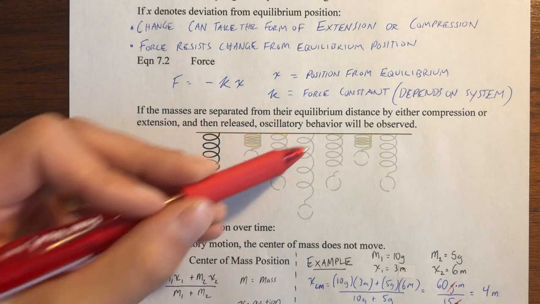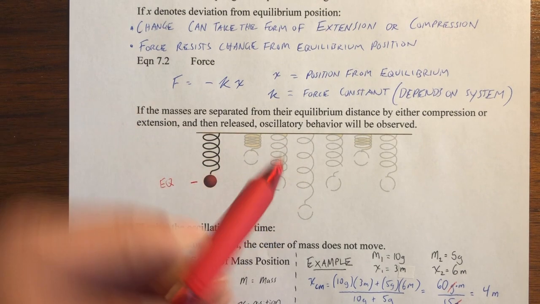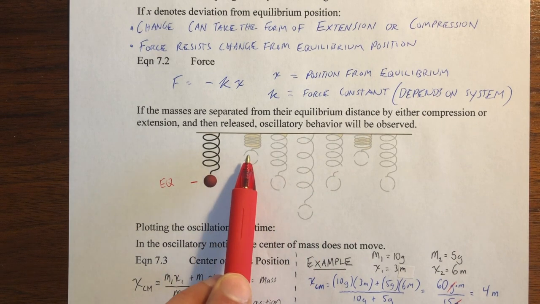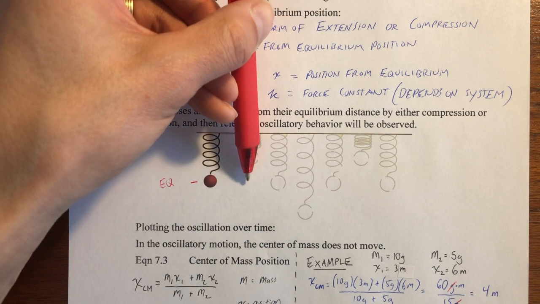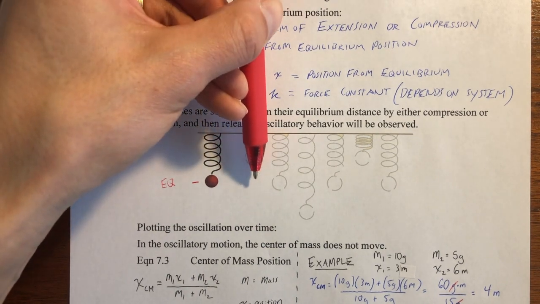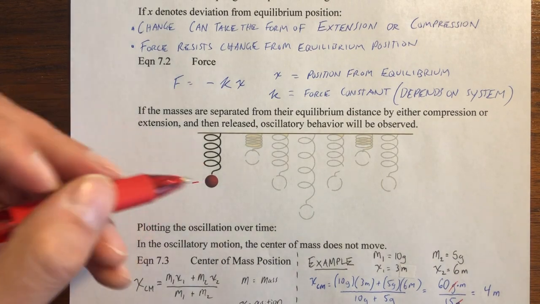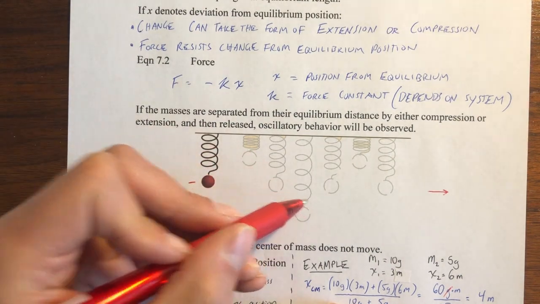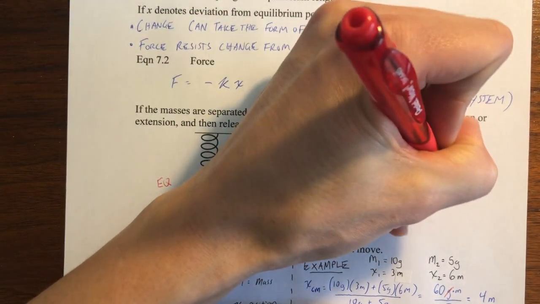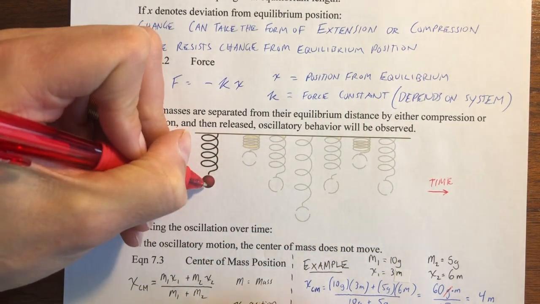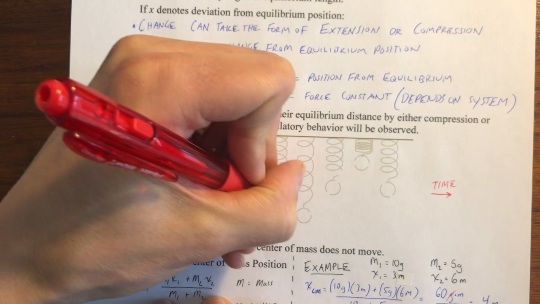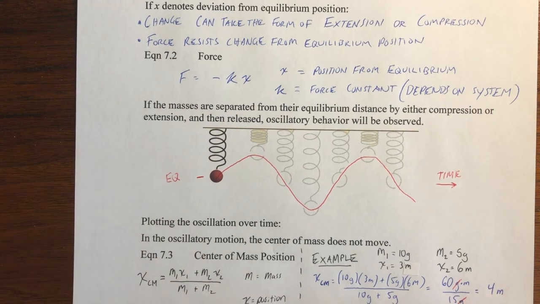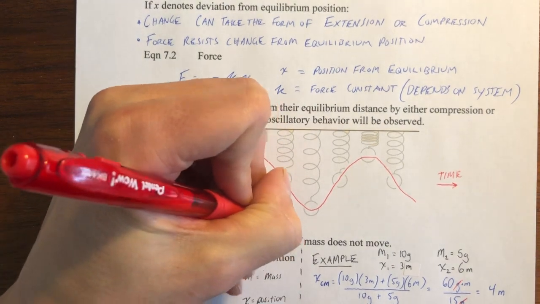Extension, drawing the mass down, results in a force of compression trying to draw the mass back towards equilibrium. A compression will result in a force that's trying to draw the mass towards equilibrium. This would be a force of extension, and vice versa. So if we were to plot this compression and extension over time, what we would see would be a wave. So plotting oscillation over time results in a wave.